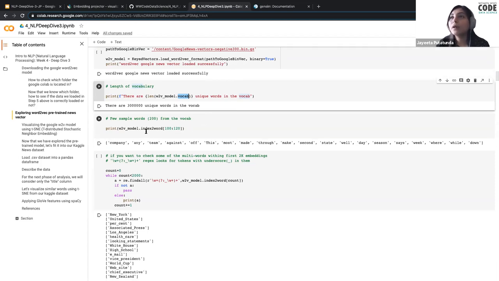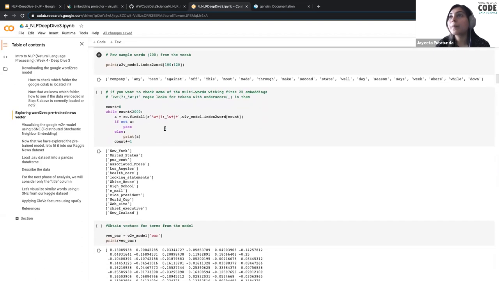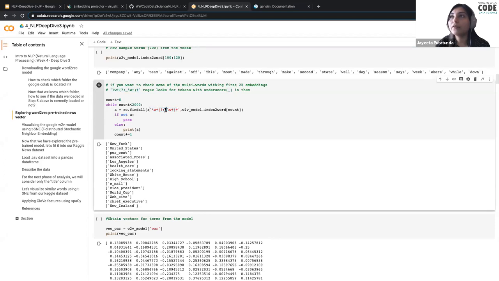Say you want to print some of the words, just to explore: company, team, against, all these kinds of words. I just printed 20 words from the index, from 100 to 120. You can play around and print as many as you want. Another way to show you, with a small regex, is that in the embedding model there are also multi-word tokens. To do that, I just tried to find tokens that have an underscore in them.